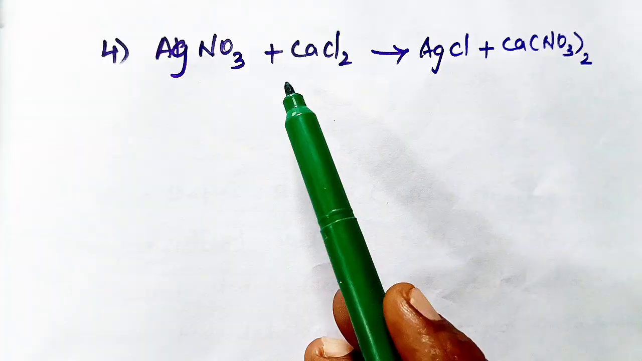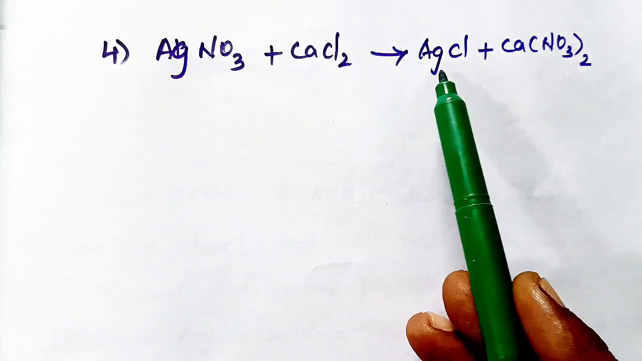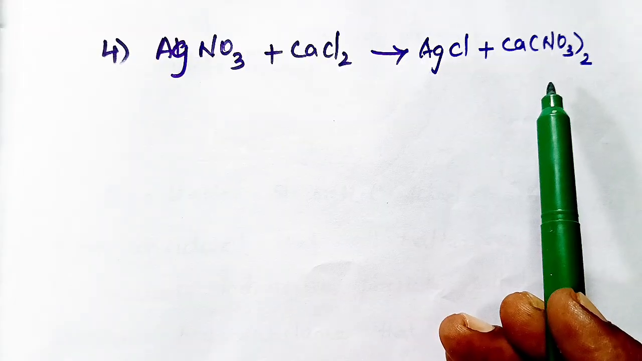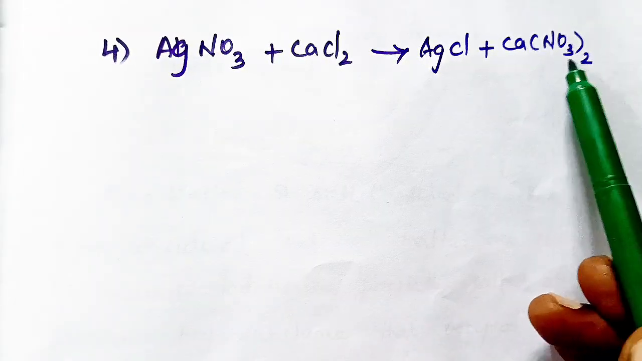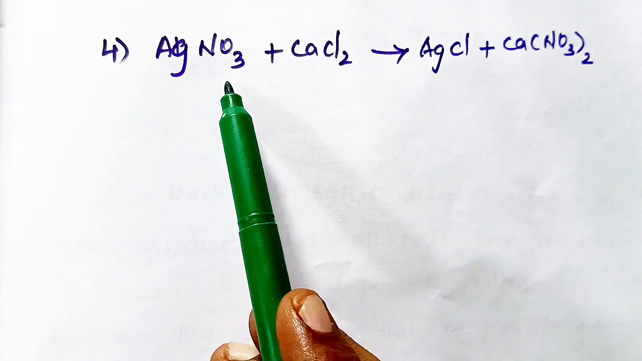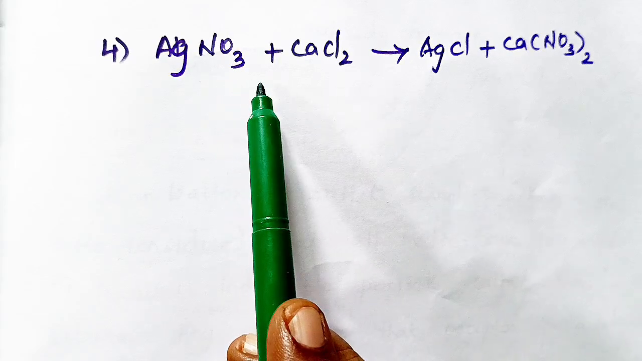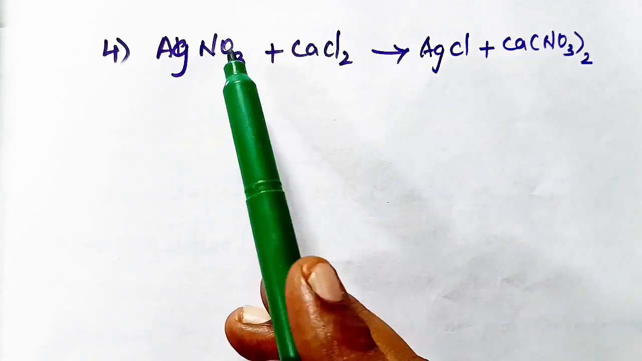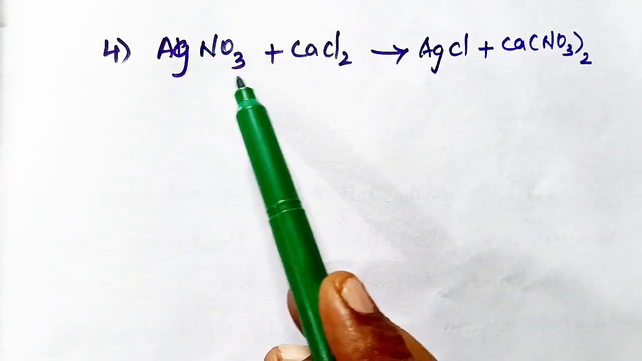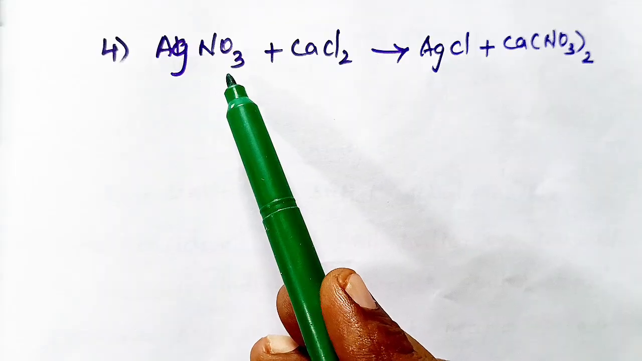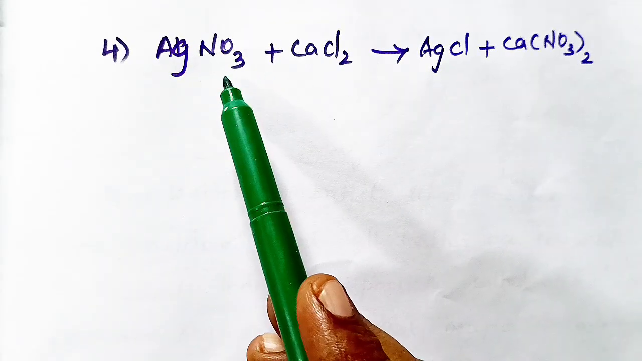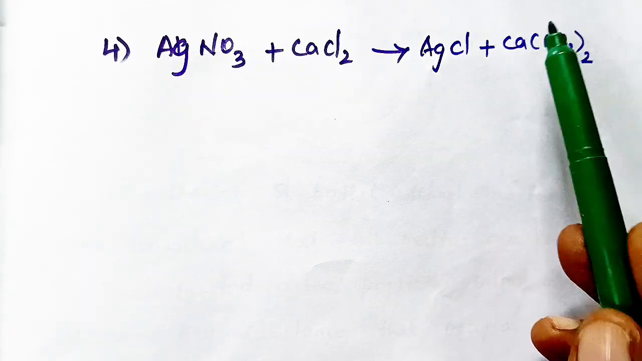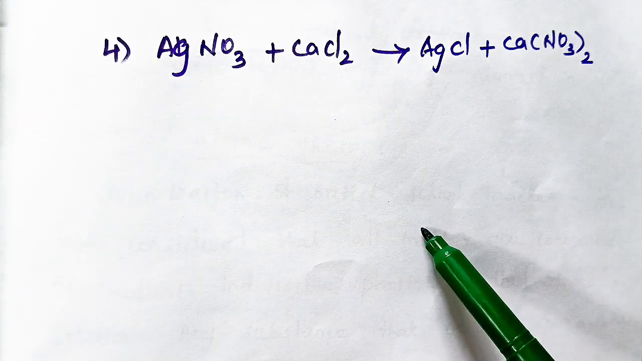Okay, AgNO3 plus calcium chloride CaCl2 gives AgCl plus Ca(NO3)2. Here you have polyatomic ions in your equation. NO3 here, and here also NO3. This polyatomic ion is present on both the right hand side and the left hand side, that is the reactant side and the product side. So you can consider this, NO3, as a single unit. If you have polyatomic ions on both the reactant side and the product side, you just consider it as a single unit, so it will be easy for balancing a chemical reaction.